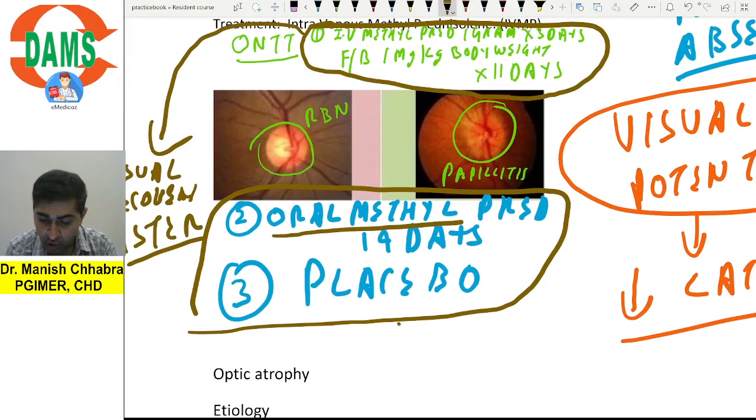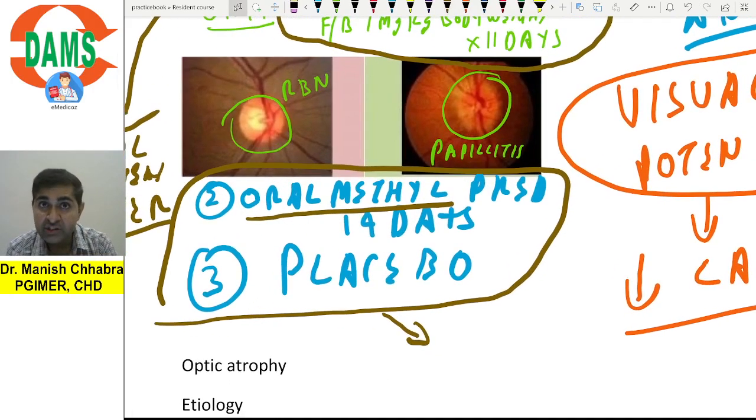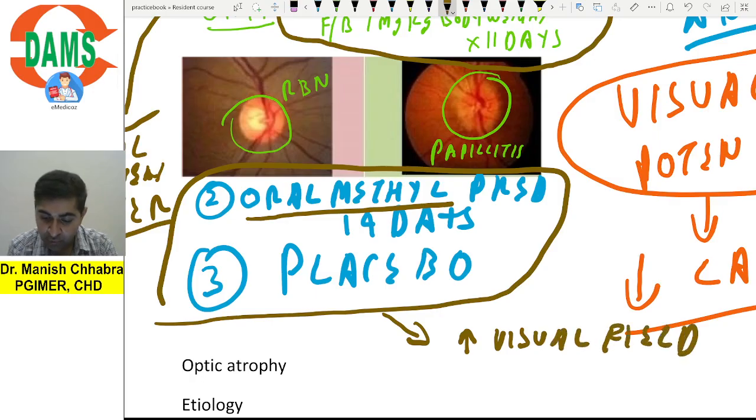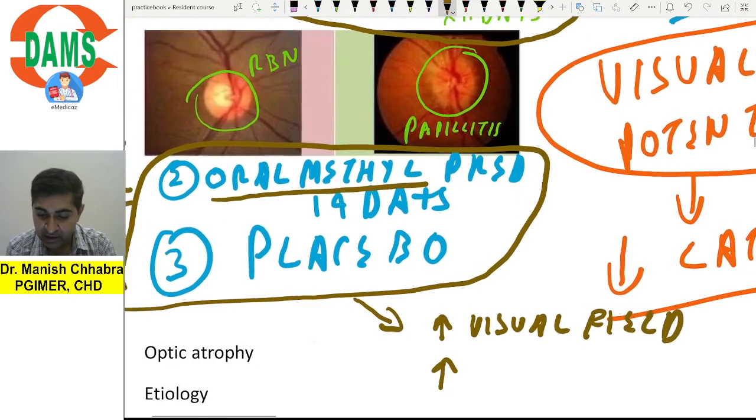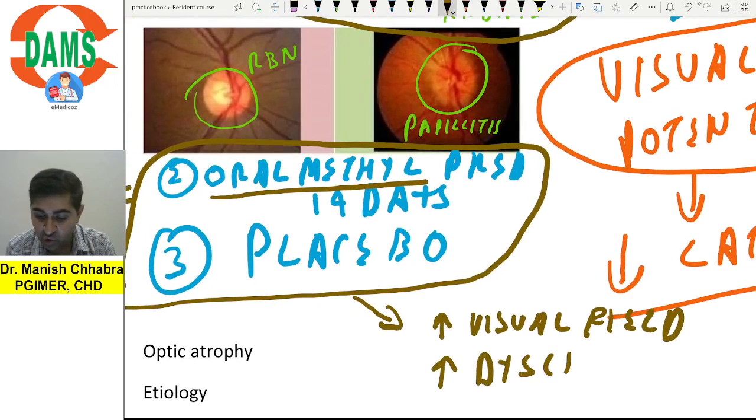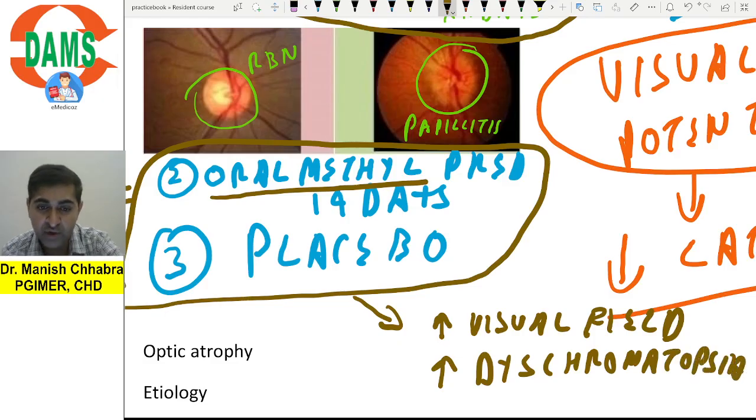Mind you, what I am going to tell you right now: on giving IV methylprednisolone followed by oral methylprednisolone, there was more improvement in visual field, more improvement in dyschromatopsia. Other features were improving, yes. So there was an increase in the other features, yes.